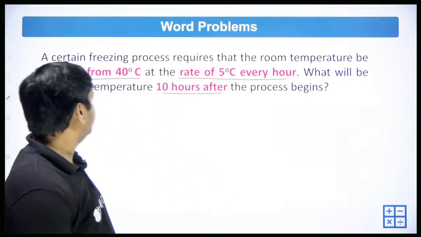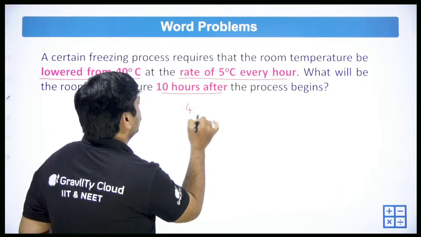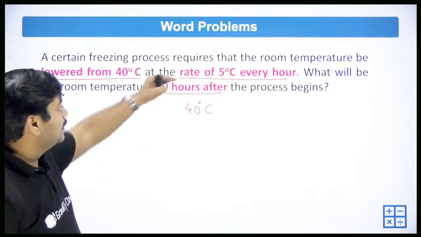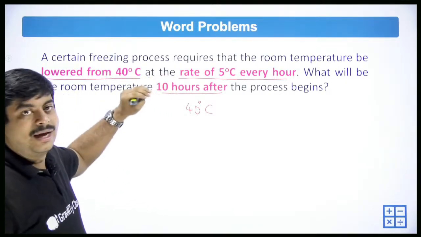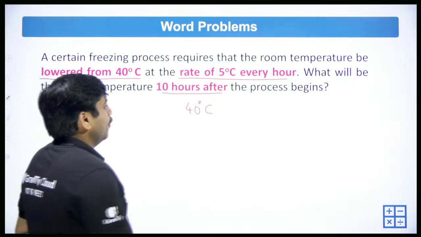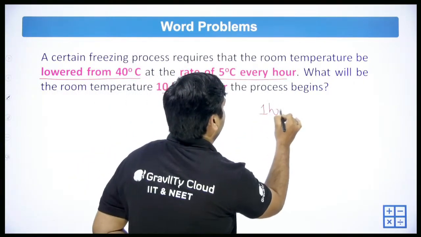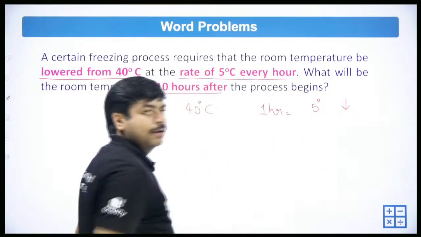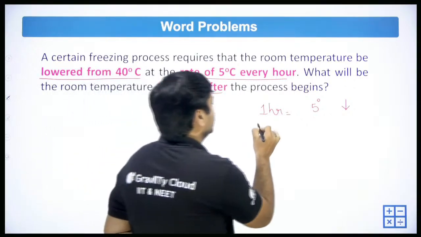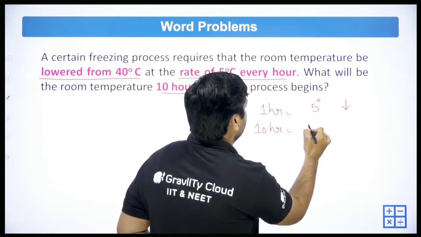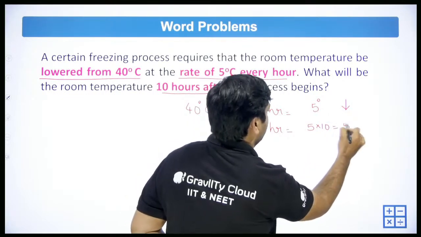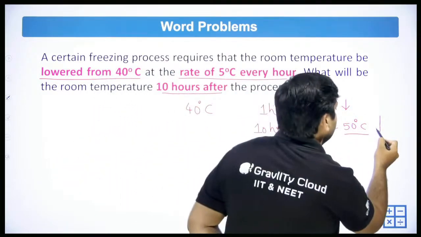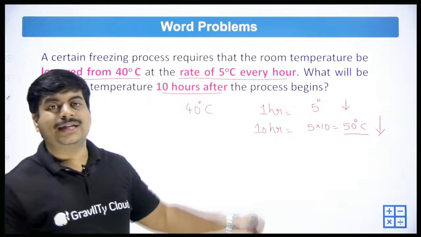So I'll tell you like this. 40 degrees Celsius is there. It is decreasing at the rate of 5 degrees every hour till 10 hours. For 1 hour, it is reducing by 5 degrees. So for 10 hours, it will reduce by 5 into 10, 50 degrees. It will reduce by 50 degrees, correct? From the initial point, it has reduced 50 degrees Celsius.